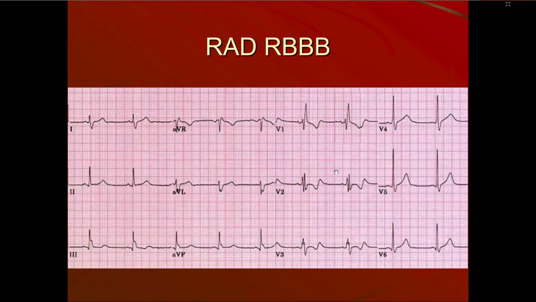So what is the complete criteria for right bundle branch block? R for right bundle branch, right axis deviation, and tall R in V1, V2, deep S in V5, V6, ST depression, concavity upwards, and T wave inversion. Okay, so LBBB we will discuss later on.